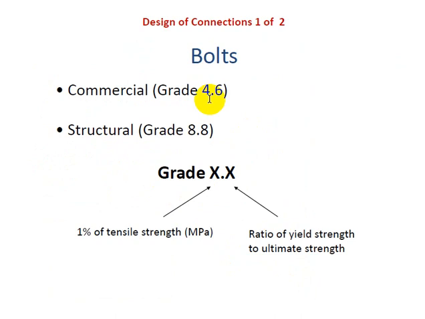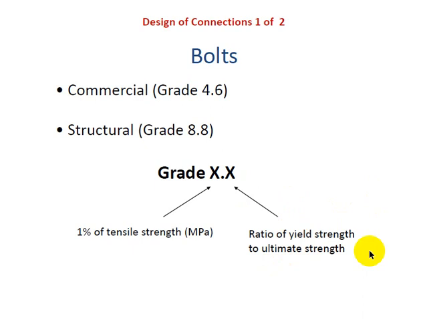So the bolts, there are two types of bolts. There are commercial bolts and there are structural bolts. So it depends on the grade. What do we mean by the grade? When we think about the structural, for example, grade 8.8, it means the first eight means 800 megapascal. All right, and the second eight means the percentage or the ratio between the yield strength to ultimate stress.